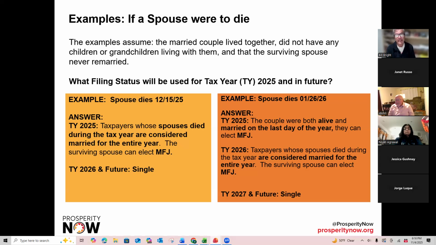Now, if the spouse dies at the beginning of 2026, again, they were both alive at the start of the year, they can elect married filing joint. Or they could do married filing separate for that matter. In 2026, taxpayers whose spouses died during the tax year are considered married for the entire year. So you get that whole year that they can elect to file married filing jointly. And then in 2027, that would be single.